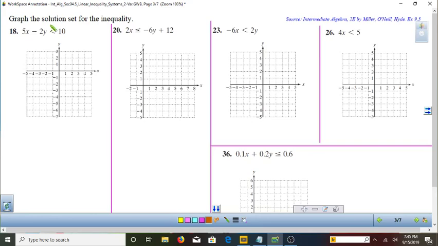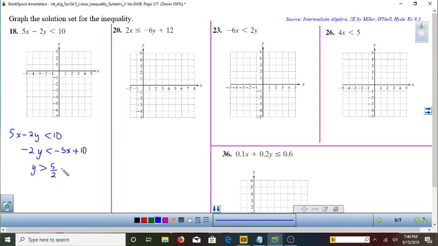Let's start off with this one here. 5x minus 2y is less than 10. So first we're going to solve for y. So we have 5x minus 2y less than 10. We subtract 5x from both sides and then divide by negative 2. And what happens then is the inequality reverses and we get 5 over 2 x minus 2. So y is greater than 5 over 2 x minus 2.